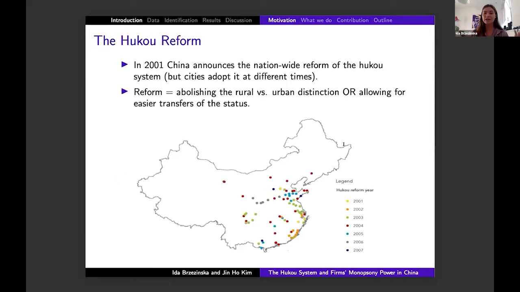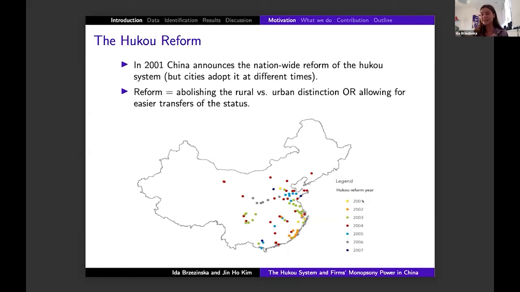So what did the reform look like? It was very uneven. So even though in 2001, China announced this nationwide reform of the Hukou system, cities adopted at different times. And the trick is that not all of them actually adopted, at least not during our sample period. So we are able to exploit that quasi-natural experiment, and we can compare firms in cities that adopted the reform to firms in cities that did not adopt the reform. So we're doing a multiple period case of a difference in difference. And on the map, you can see color-coded the reform year assigned to each city.